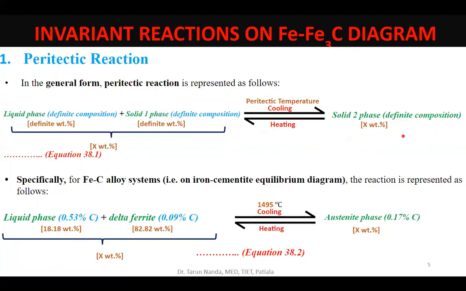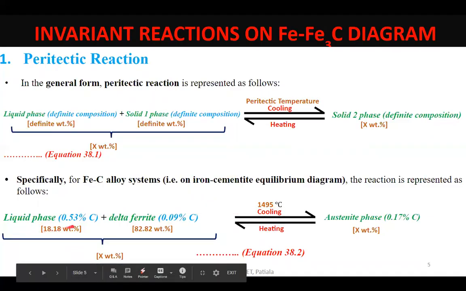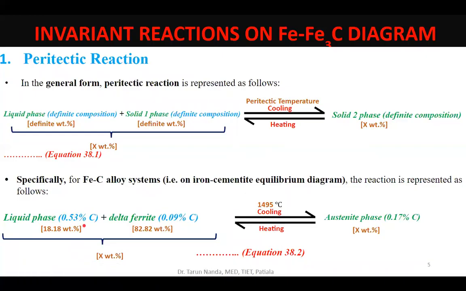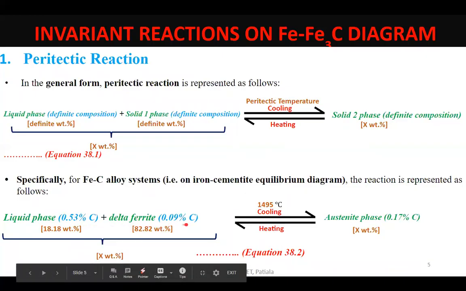Now, if we talk about the iron carbon systems, this reaction is shown by a small family of steels, which I'll discuss in a while with you. In iron carbon systems, the peritectic temperature is 1495. So all those steels which show this reaction, when they reach 1495 during cooling, will always have a liquid solution of 0.53 percent carbon in them and delta ferrite of 0.09 percent carbon in them.